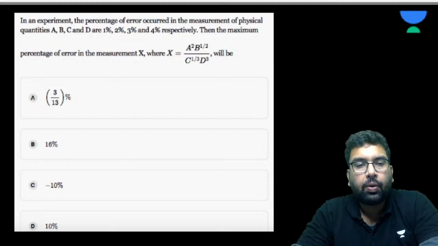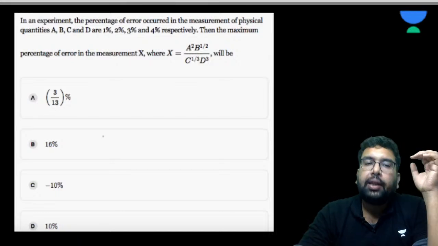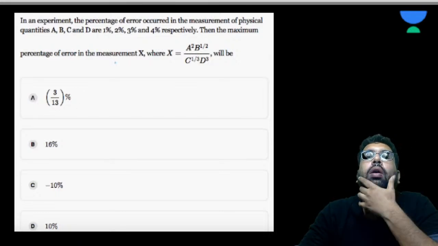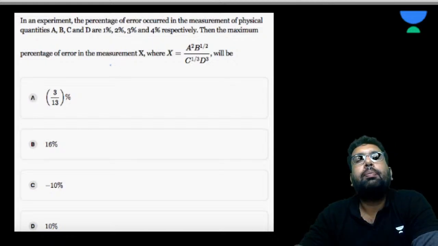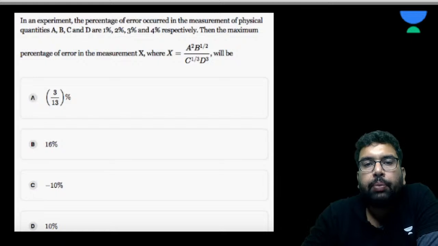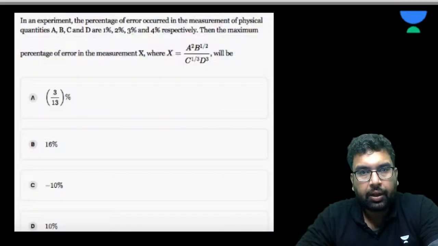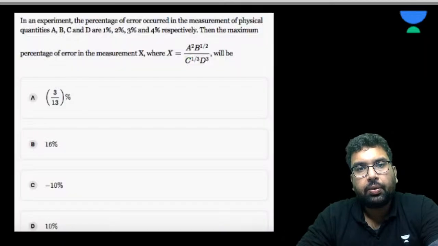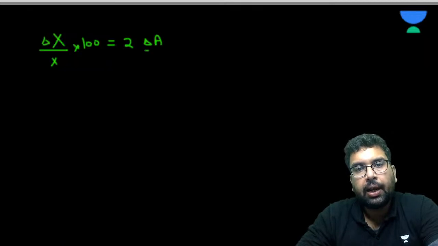Very good, Harsha. So how can we do it? Very simple. It says in an experiment, the percentage errors occurred in the measurement of physical quantities A, B, C, D are 1%, 2%, 3%, and 4% respectively. Then what is the maximum percentage error in the measurement of X? So delta X by X into 100. The relation is given. It will become 2 times, since A is squared, 2 times delta A by A into 100, as a percentage.